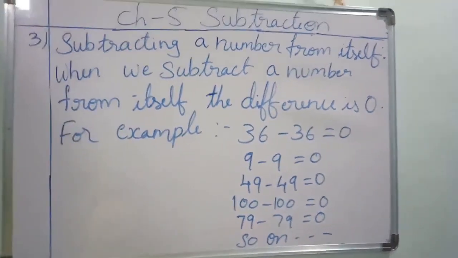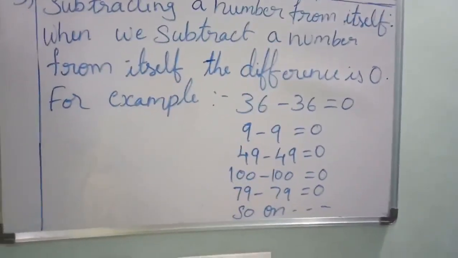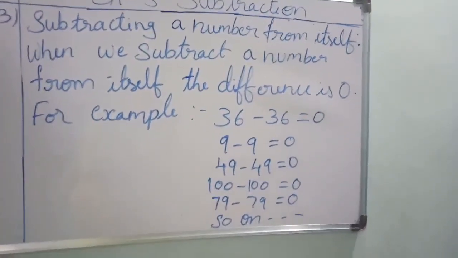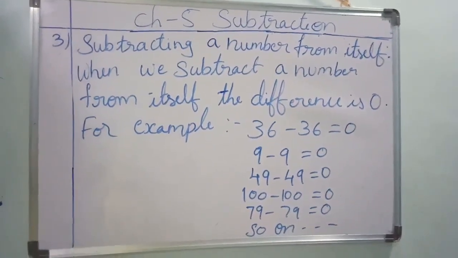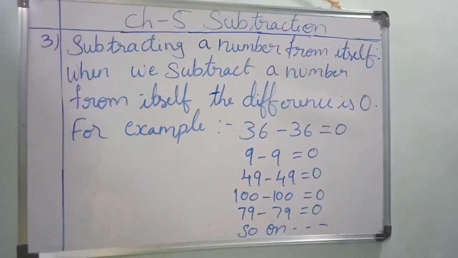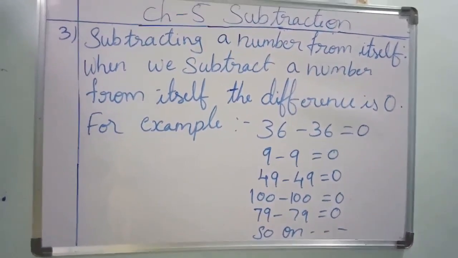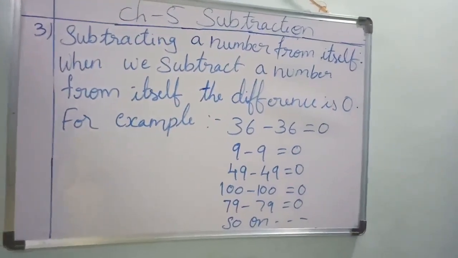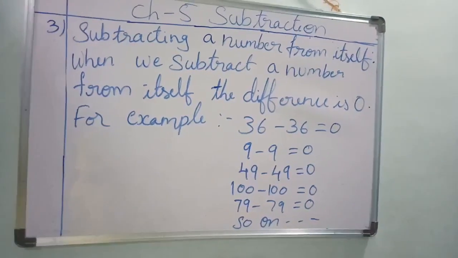For example, 36 minus 36 is equal to 0. 9 minus 9 is equal to 0. 49 minus 49 is equal to 0. 100 minus 100 is equal to 0. 79 minus 79 is equal to 0, and so on. Write in the classwork. You should compulsorily know the properties of subtraction. Already you know addition properties. Now subtraction properties also you should learn. Understood, children?